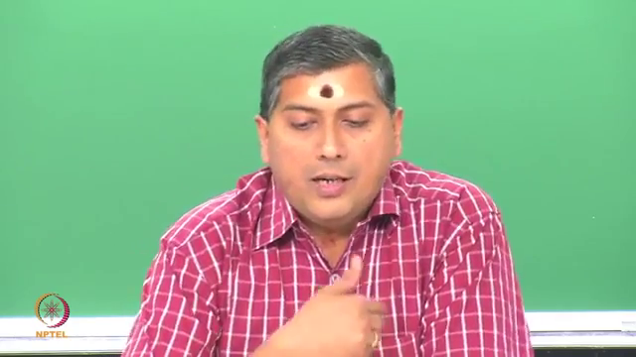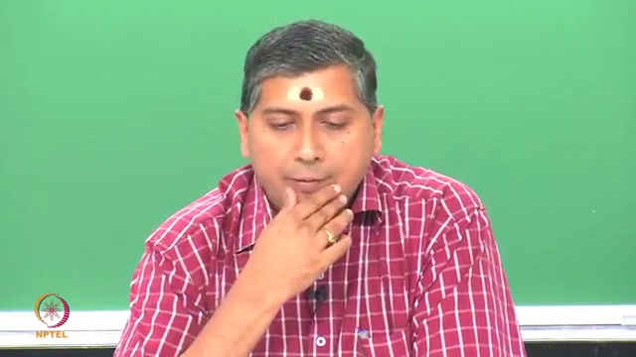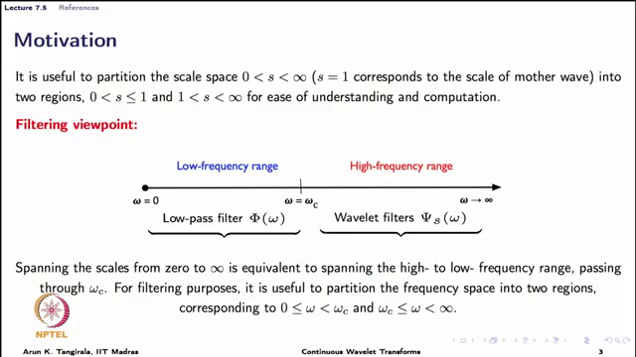Now, it is useful to partition this scale space into 2 regimes, one corresponding to 0 to 1 and the other corresponding to 1 to infinity. Now, there is nothing so sacred about this reference point s equals 1, but initially we shall use this as a midpoint or as a reference point for the interval. Towards the end of this lecture, we shall generalize this reference point as well. The basic idea is to partition the scale space into 2 regions, one corresponding to the so called low frequency regime and the other corresponding to the high frequency regime.